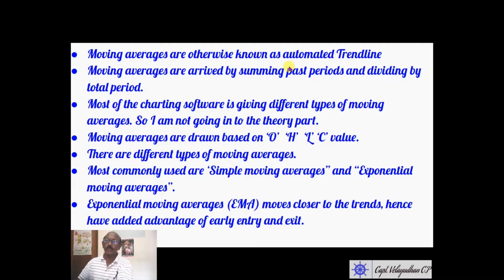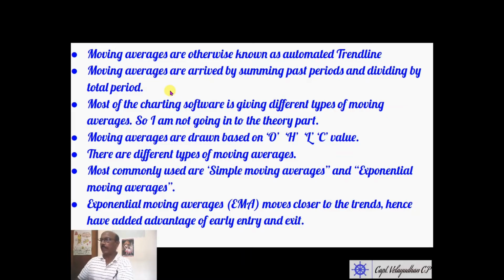In last class we already learned trend line. Moving averages are something like trend line. It is calculating itself. Most of the charting softwares provide facility on the moving averages, and we can calculate on the Excel also. Since it is calculating itself, it is known as automated trend line.